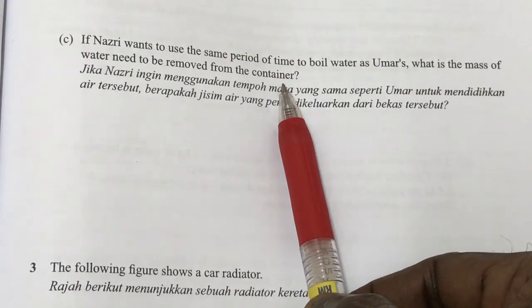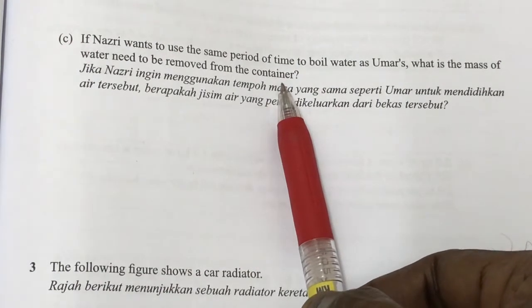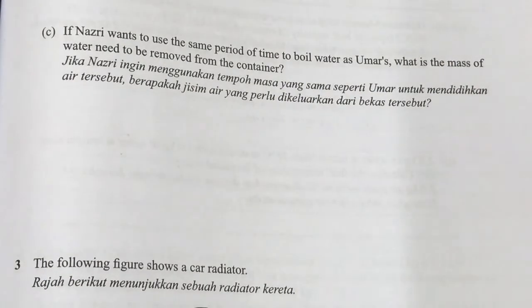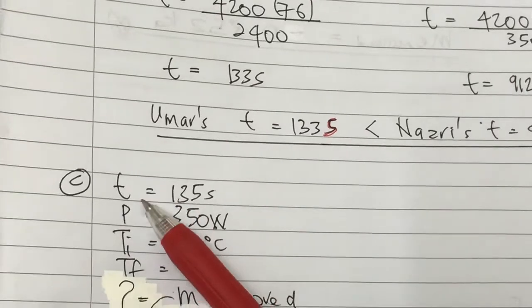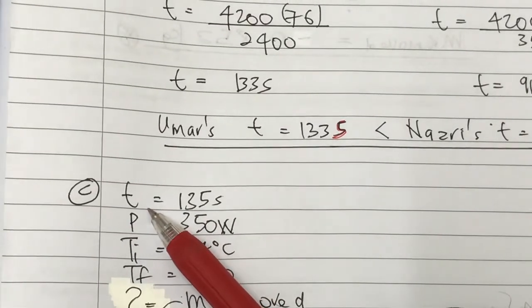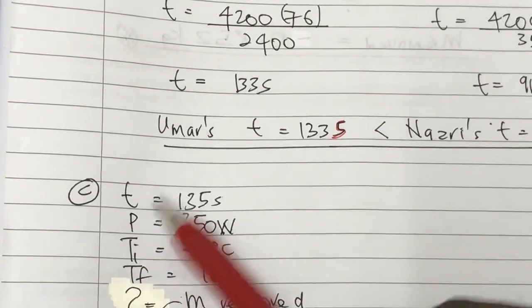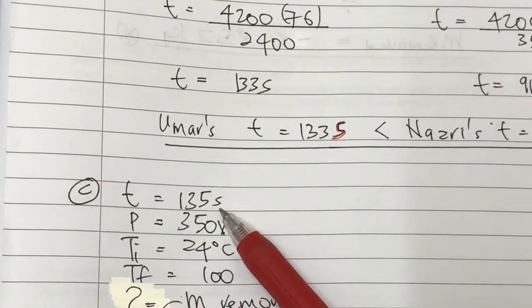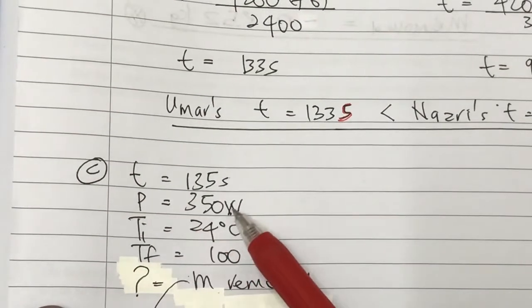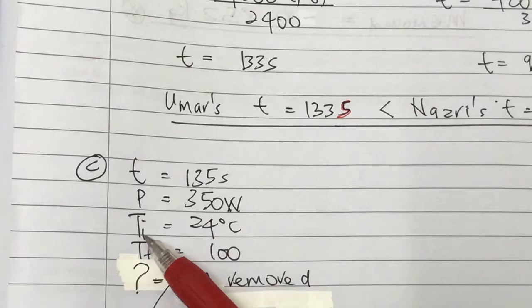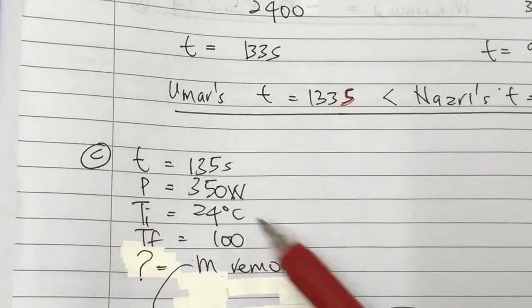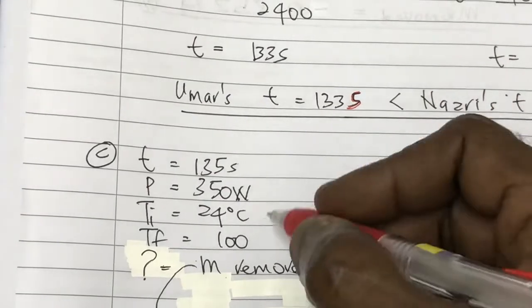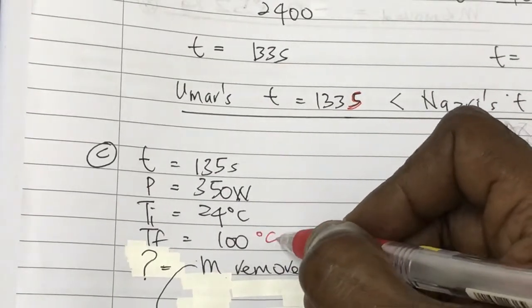Sorry for that. This is a very good question. Part C, we watch. For C, Nazri wants to use the same time as Omar, which is 135 seconds, and Nazri's power was 350. The initial temperature was still 24, and the final temperature was 100 degrees Celsius. I forgot the degree Celsius, I'm sorry for that.